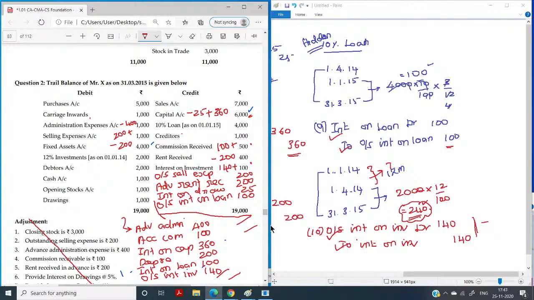Okay. So admin expenses originally 1,400 is subtracted, the revised admin expenses is 600. Selling expenses originally 1,000 and revised 200 rupees is added, so revised selling expenses being 1,200.